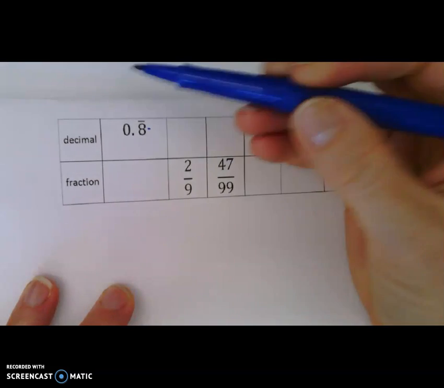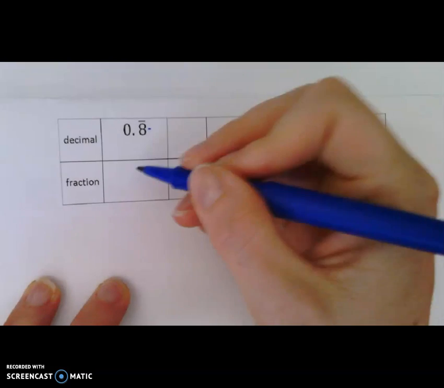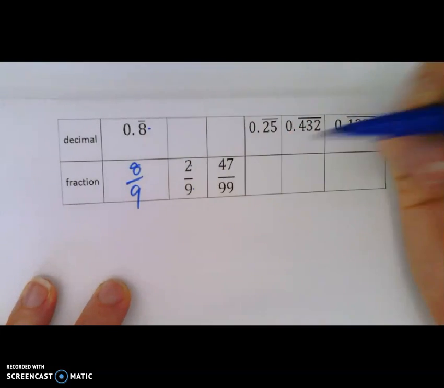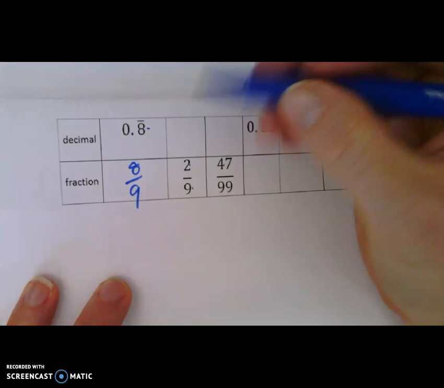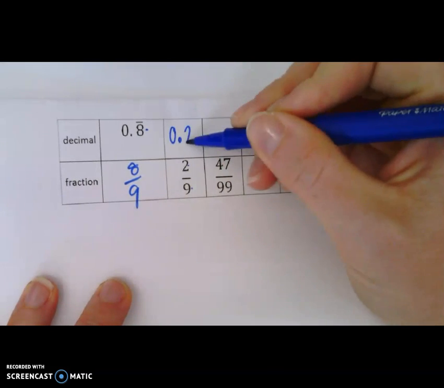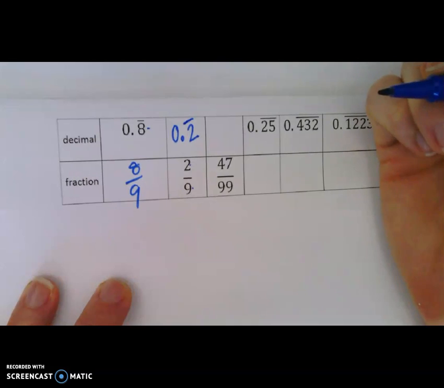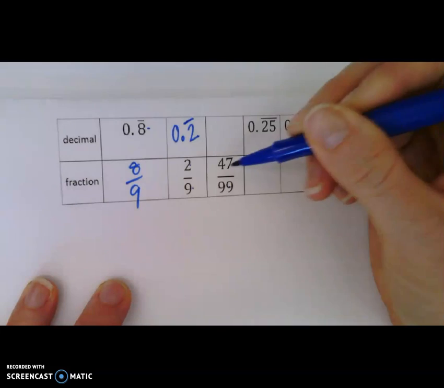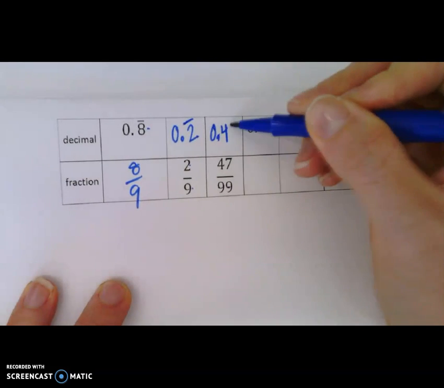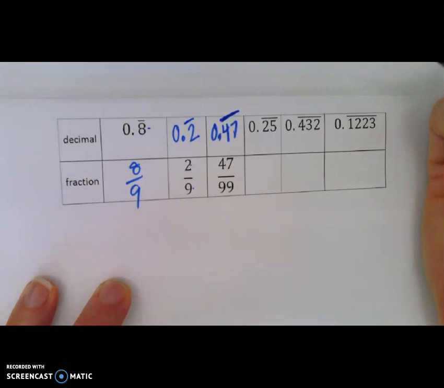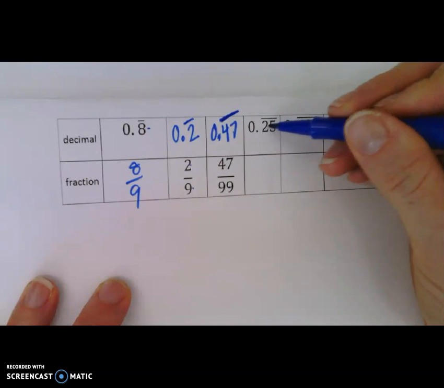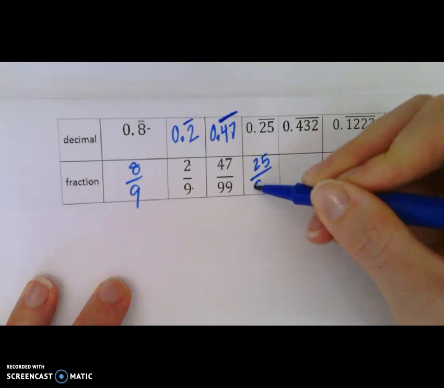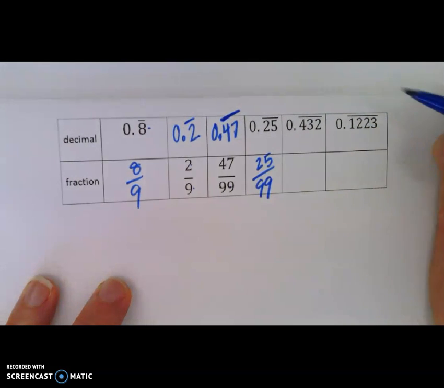One digit repeating, and it's all repeating to the right of the decimal. 2 with 1 nine in the denominator. That means this is 0 point with just the 2 being repeated. 47 over 99, 2 digits being repeated. 0.47 repeating with the bar over it. 0.25 repeating. 2 digits, that means 2 9s go in the denominator.